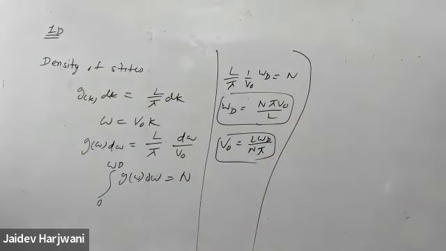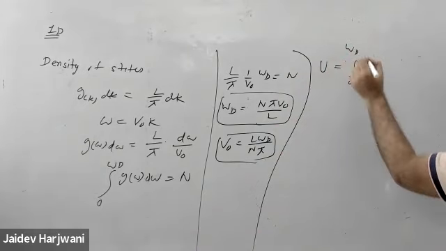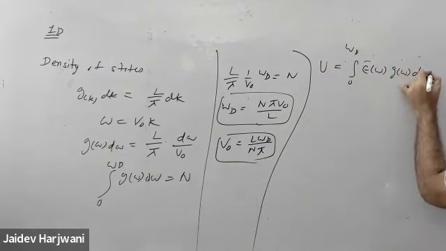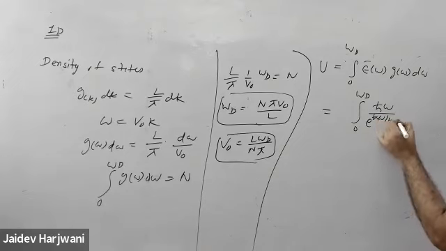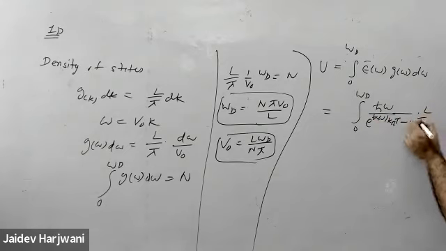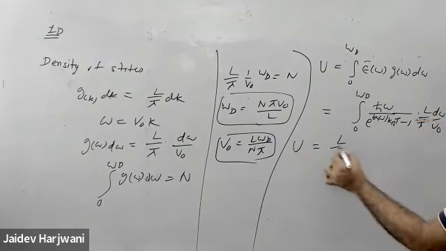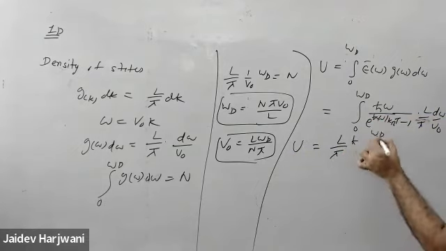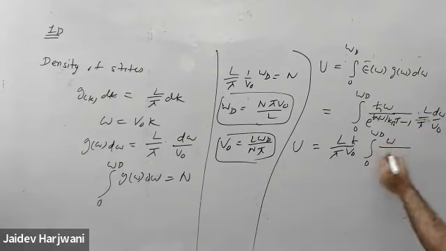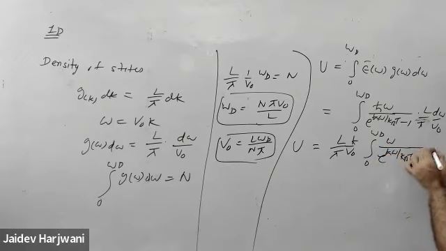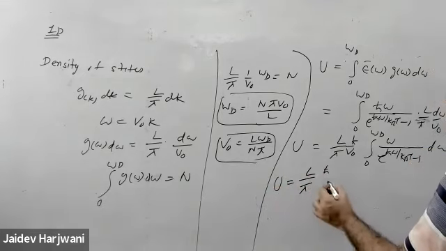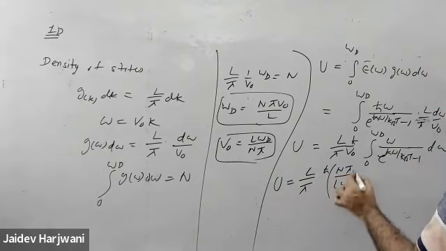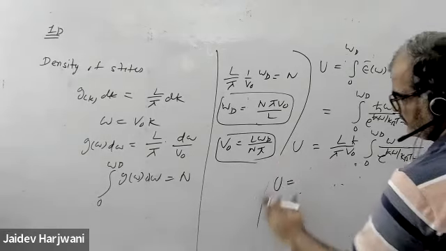Now we need total energy, the integral from 0 to ω_D of E(ω) g(ω)dω. E(ω) is ħω e^(ħω/kBT) minus 1, and g(ω)dω is L upon pi dω upon V₀. So U will be what? L upon pi ħ, integral 0 to ω_D, ω over e^(ħω/kBT) minus 1 dω. So U will be L upon pi ħ, V₀ value is N pi upon L ω_D. Or ω_D also we have to solve here. No? ω_D also we have to write in terms of θ_D.